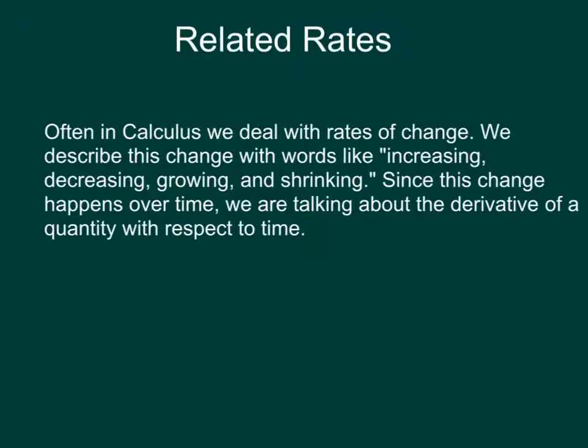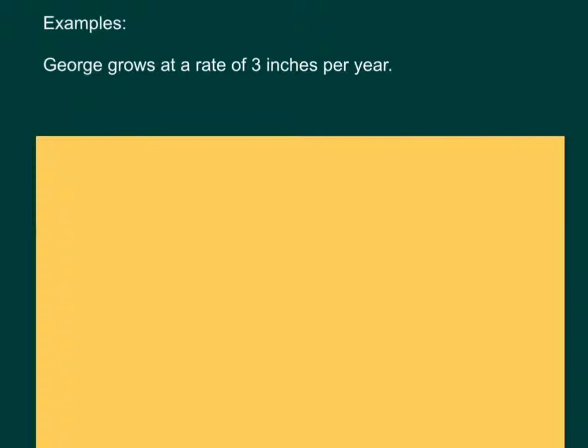This change happens over time, so we're literally talking about the derivative of a quantity with respect to time. So here's an example. George grows at a rate of 3 inches per year. So if I wanted to show that, we're thinking about what we're looking at here. The thing that's changing is George's height. It doesn't say that specifically, but we're hoping this is his height and not his waistline. Otherwise, that's going to be bad for him real soon.